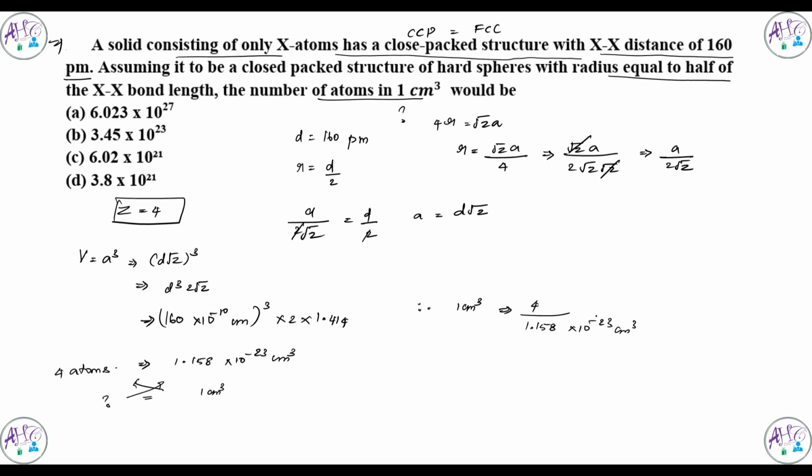Okay, so this is going to be equal to 3.45 into 10 power 23 atoms, if you solve this one. Okay, so your option B is the correct answer.